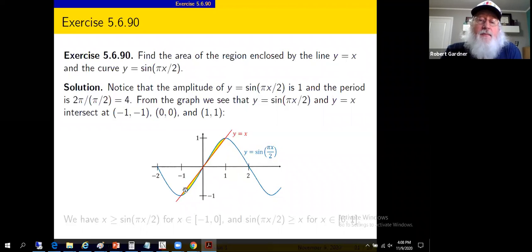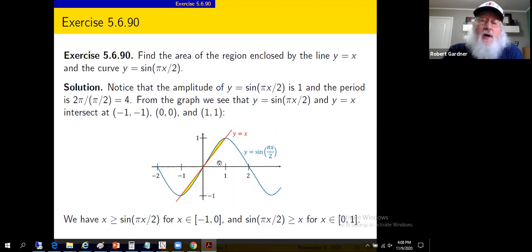But on the left, the x function's on top and the trig function's underneath. On the right, the upper function is a trig function. The lower function is the function y equals x. So the upper function is the x function when x is between -1 and 0. When x is between 0 and 1, it's the other way around. So we'll write this total area as a sum of two integrals, an integral from -1 to 0 of x minus the sine function plus an integral from 0 to 1 of the sine function minus x, upper minus lower, always upper minus lower.